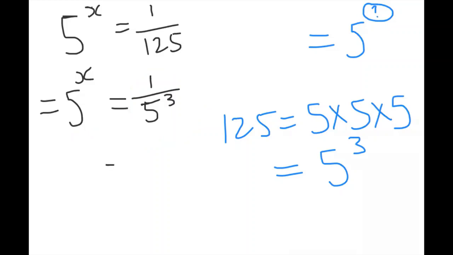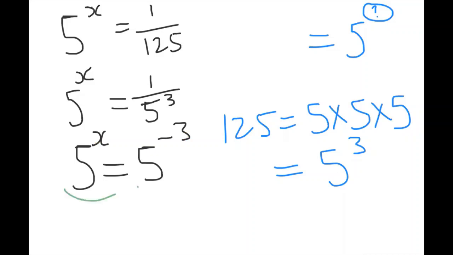And how can we do it? We are going to say 5 to the power minus 3. And therefore, if we have something like this, okay, now we have 5 to the power x equals 5 to the power minus 3. And because the base is the same, what's the answer going to be? Yes, x equals minus 3. There we go. Thank you.